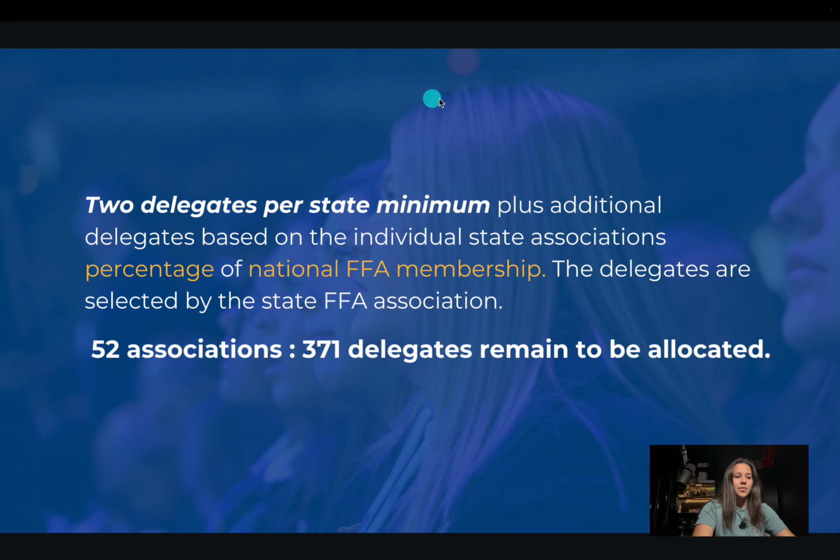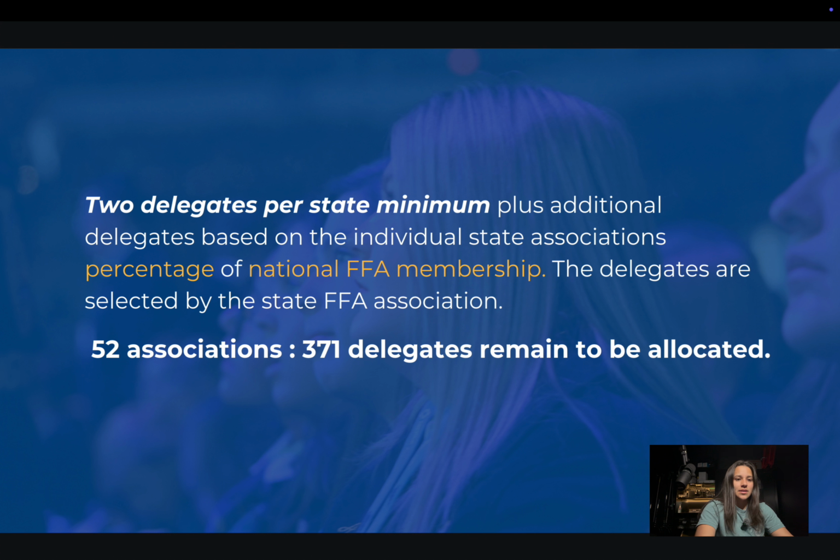Now, additional delegates are based on the individual state association's percentage of the national FFA membership. I like to think about that as the House in a way, but we're combined. It's not 2 separate things. So we said there were 52 associations. Each one gets 2 delegates minimum. That's 104. And we said that there was 475. So do a little bit of math, and that's 371 delegates remaining to be divided up by the states. And that's based off the percentage of national FFA membership that a state has.